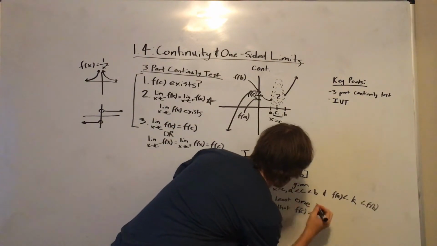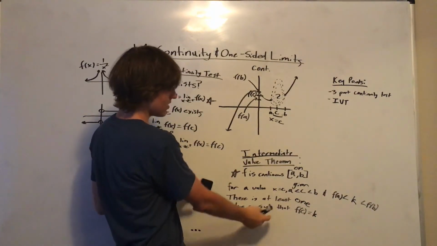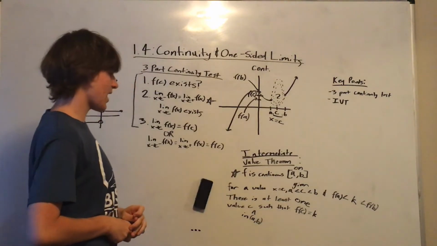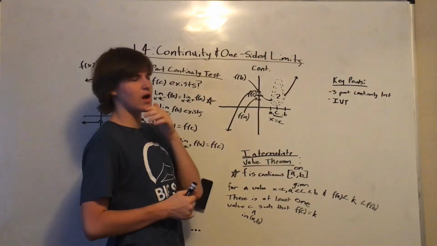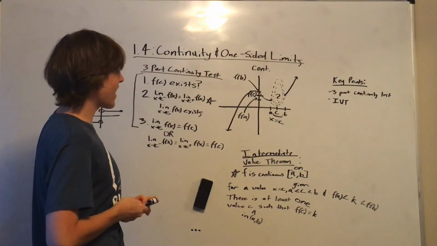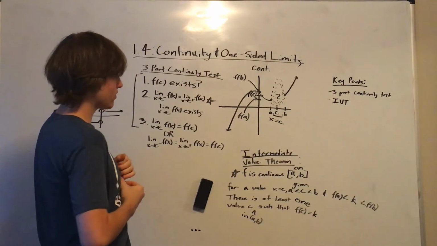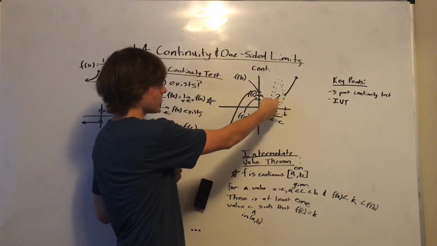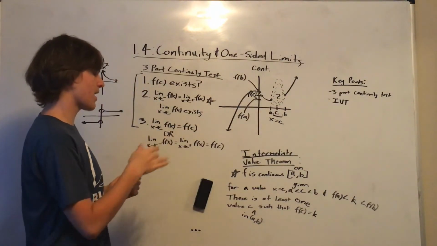At least one value c in [a, b] such that f of c is equal to k. This is just putting into words something that is basically common sense. This is what you'll use to prove that the function does hit that point at least once in its runtime.